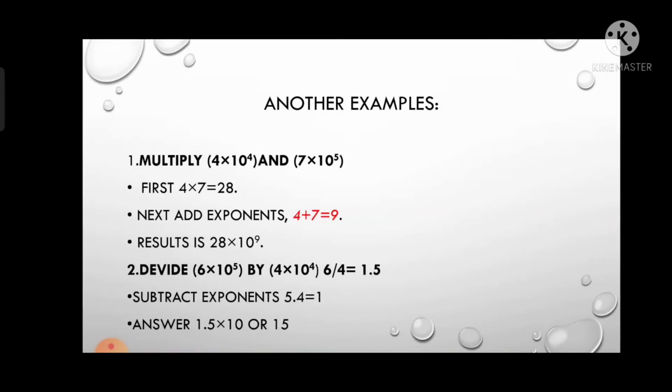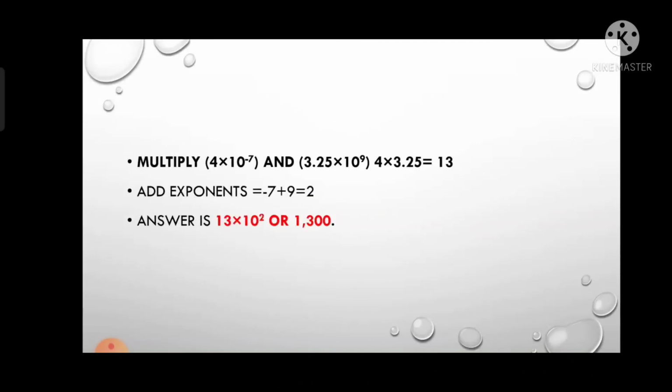So, let's move to divide. 6 times 10 to the power of 5 divided by 4 times 10 to the power of 4. Then 6 over 4 is equal to 1.5. The next step is subtract exponent. 5 minus 4 is equal to 1. And then the answer is 1.5 times 10 to the power of 1, or di kaya 15.